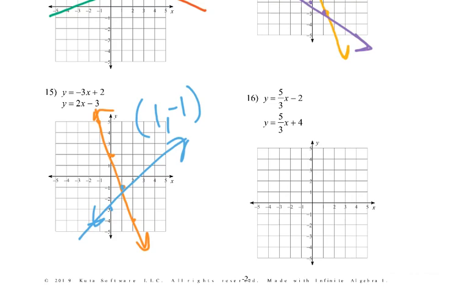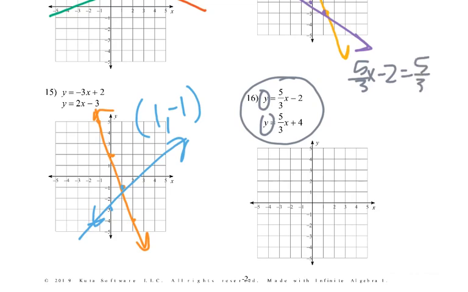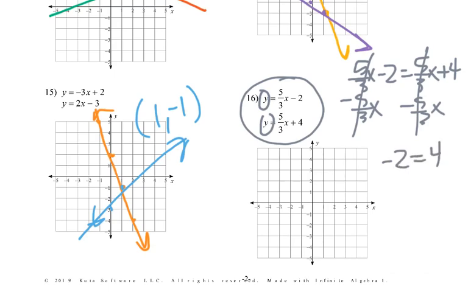We could do something else, like this one. They're both equal to y, so I could use substitution, set them equal to each other. So I could subtract 5/3 x. That would become 0. That would become 0. I get negative 2 equals 4. If I added 2, I get 0 equals 6. That's not true. So these would be parallel lines, so no solution. Okay?